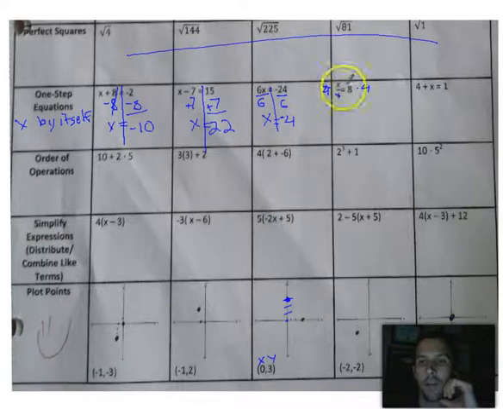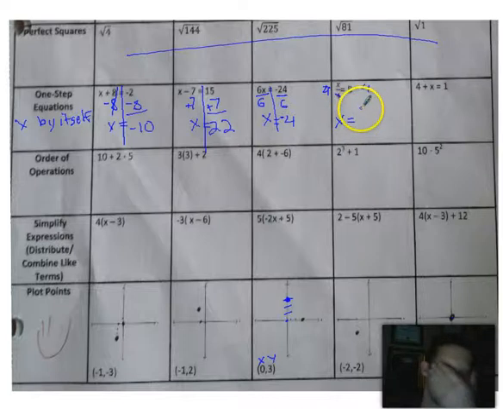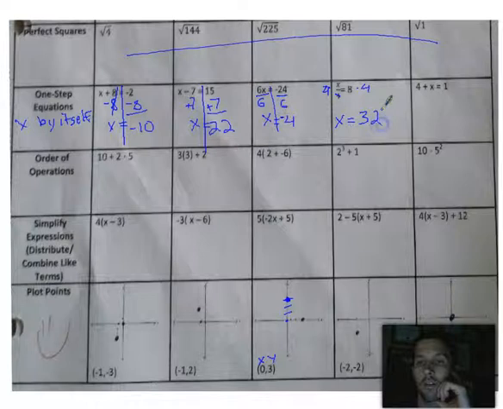4 times 4 is 1. That leaves me with the x by itself. 8 times 4 is, oh my goodness, 32? I hope that's right. 32. And that's the answer there.